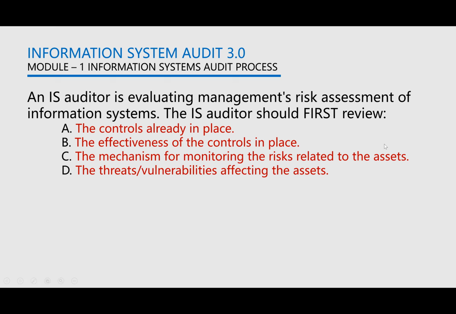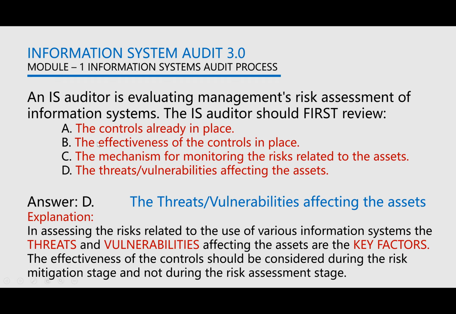May I know the answer, please? D, threats and vulnerabilities, since "first review" is the keyword. An IS auditor is evaluating the management risk assessment of an information system. In this process, the IS auditor should first review what? The controls already in place? That is possible. The effectiveness of the controls in place? Are these controls effective? That's again a part of it.